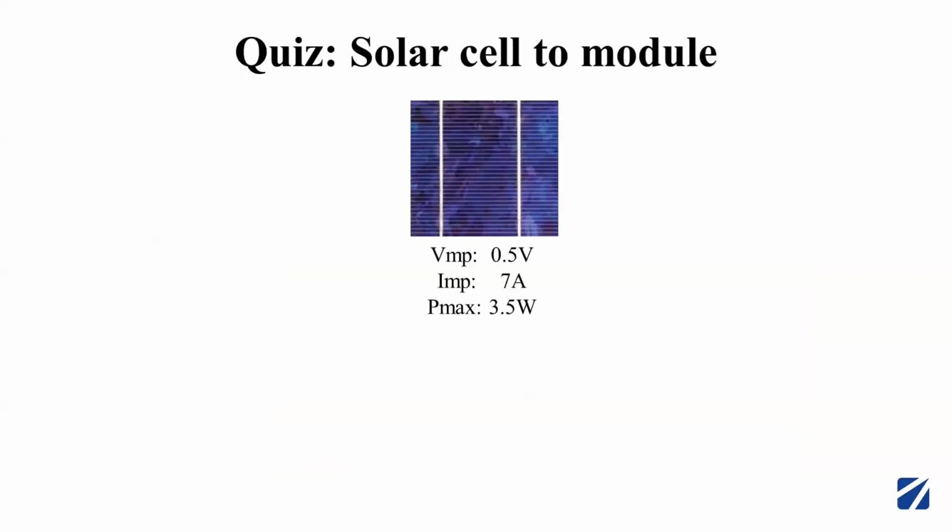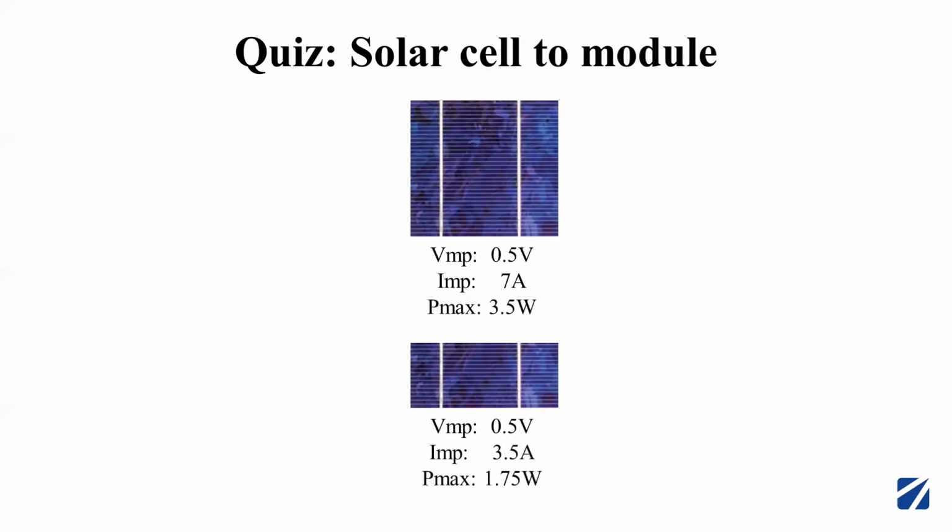And just for understanding, we have a solar cell here and the voltage is 0.5 volts, the current is 7 amps, and power is 3.5 watts. So what is the VMP and IMP for the half of the above cell? Definitely the voltage will remain the same, that is 0.5 volts, because voltage is a material property.